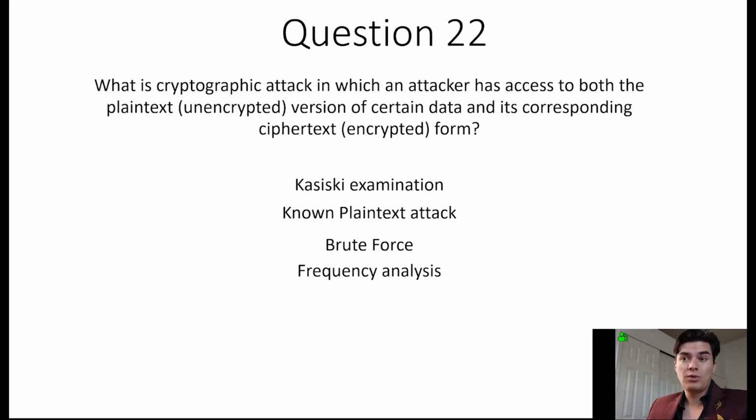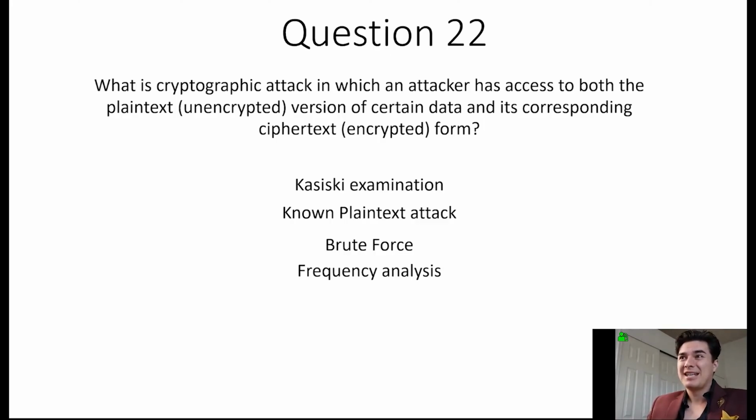Question 22. What is a cryptographic attack in which an attacker has access to both the plaintext unencrypted version of certain data and its corresponding ciphertext encrypted form? Well, we just looked at that. That is known as a known plaintext attack. So since we just looked at the bottom 3, we're just going to look at the Kasiski examination, which is one of the techniques that they use to break a Vigenère cipher.